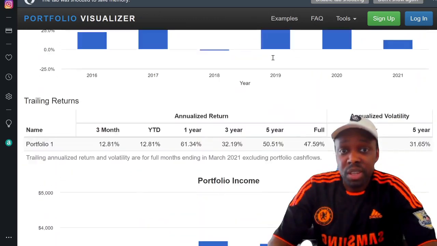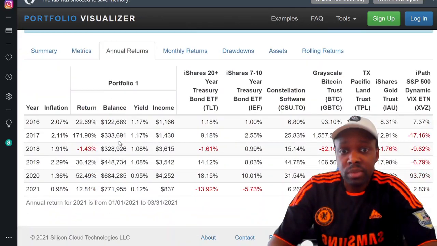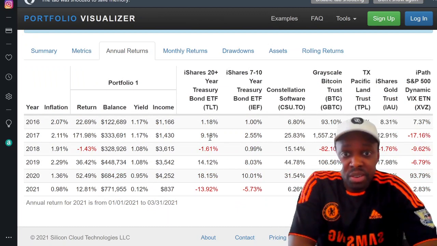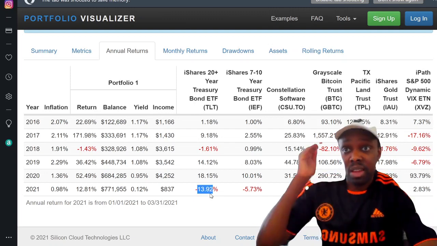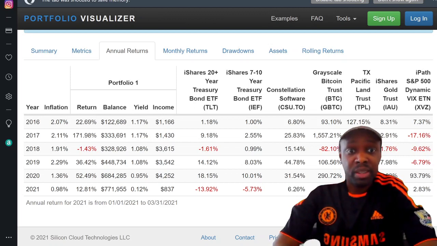Now if you go deeper, you can go year by year to see what happened, right? So for example, bonds were really steady, and then boom, they got smoked in 2021. That was an issue because the Fed was printing money, they were dropping interest rates, so the return on bonds got destroyed. However, Constellation Software did well, Bitcoin went up, commodities went up, gold didn't, and volatility went up a little bit.